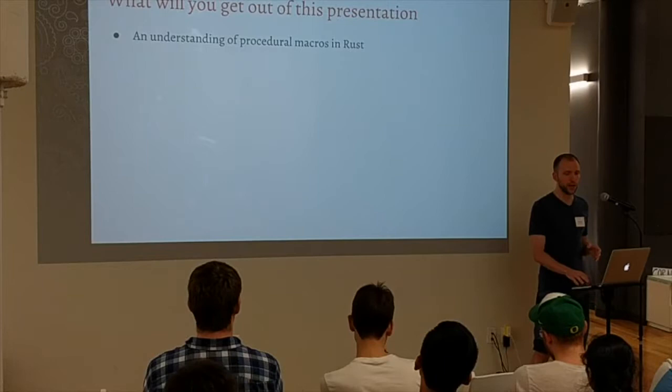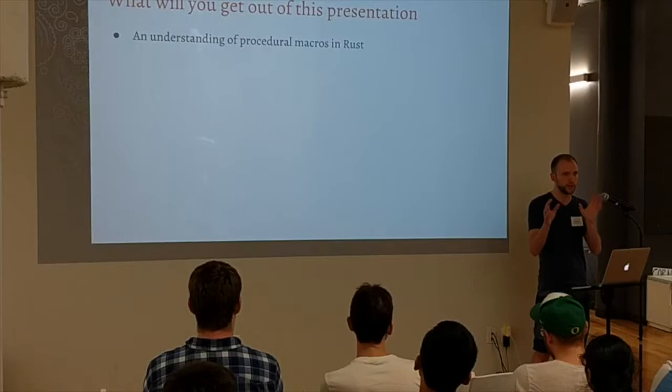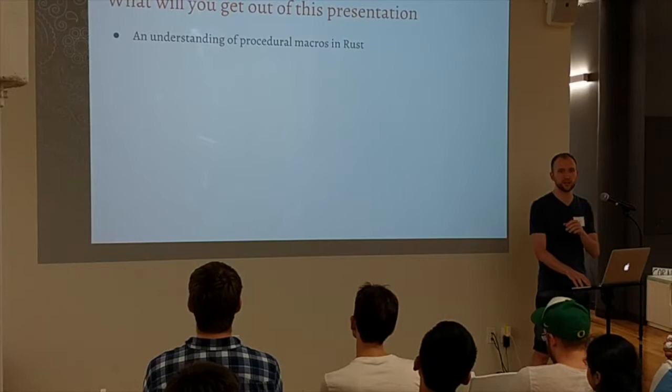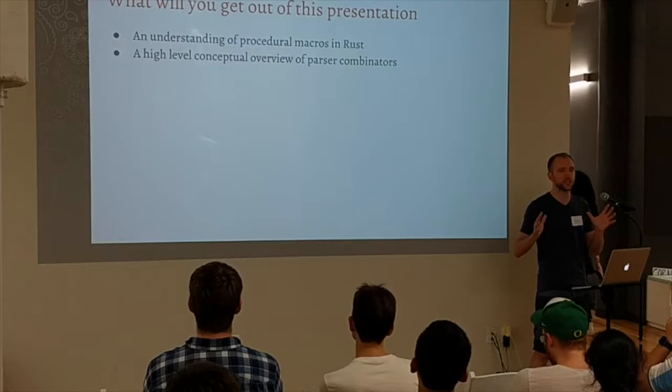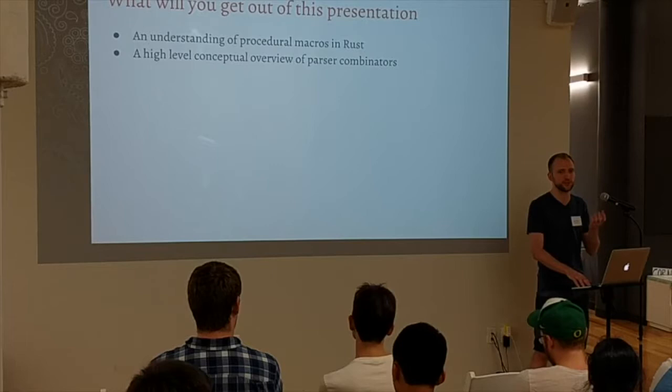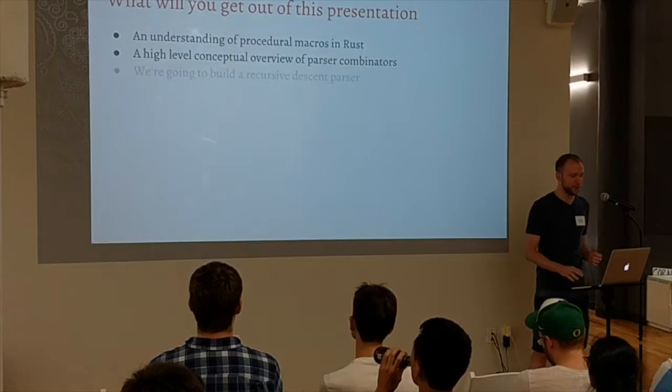When I look at macros by example syntax, my head explodes, but procedural macros are more like regular programs, a little bit easier to understand, and not nearly as intimidating, also more powerful. I want you to have a high level understanding of what parser combinators are, or parsers plus combinators. It's not a particularly difficult concept, it just sounds it, because it sounds very computer science-y. If you haven't been to a Haskell meetup or something, you're like, I've never heard of that, but it's not that bad. And then we're going to build a recursive descent parser.